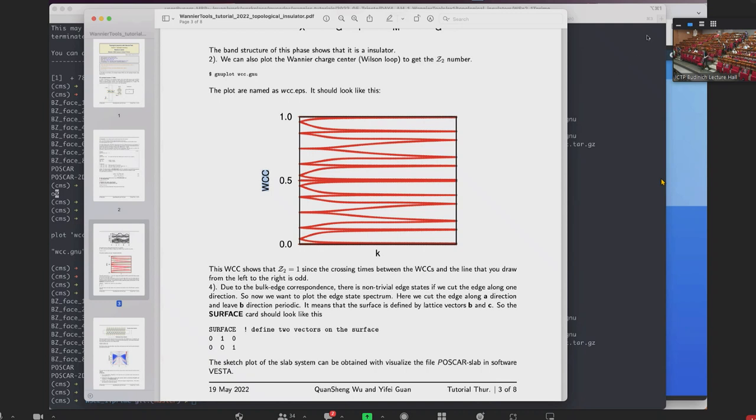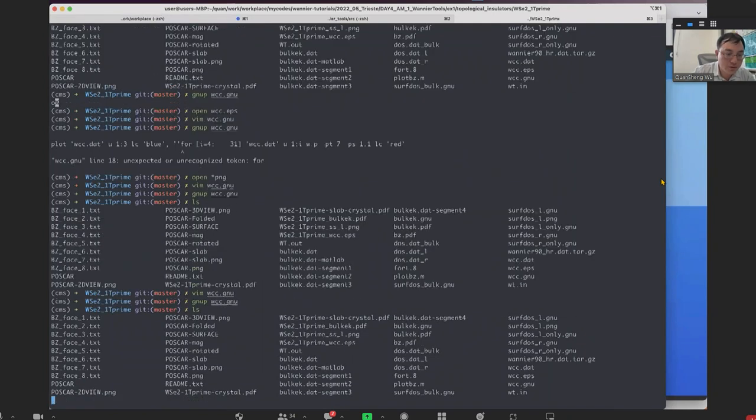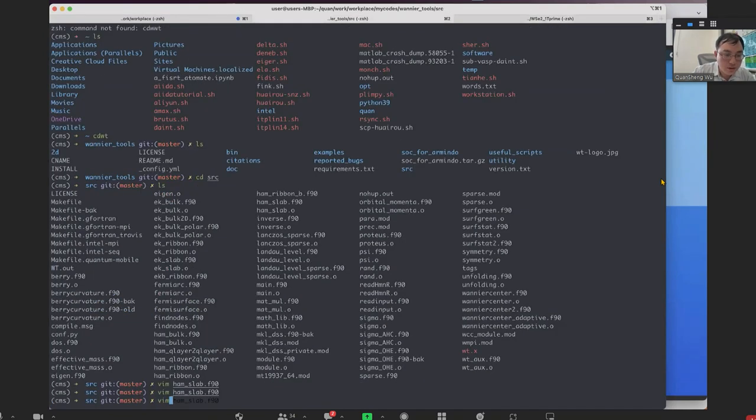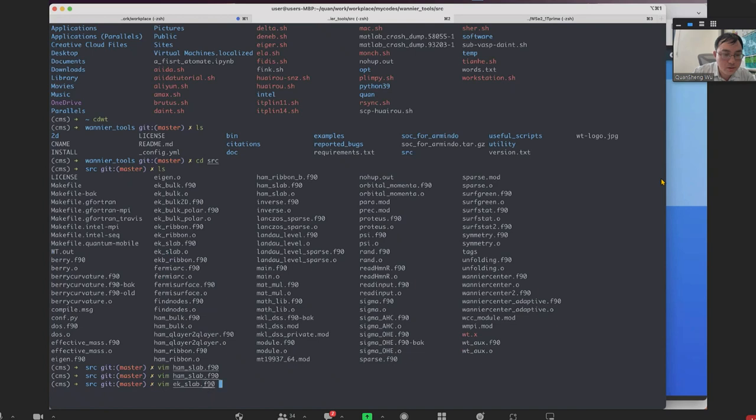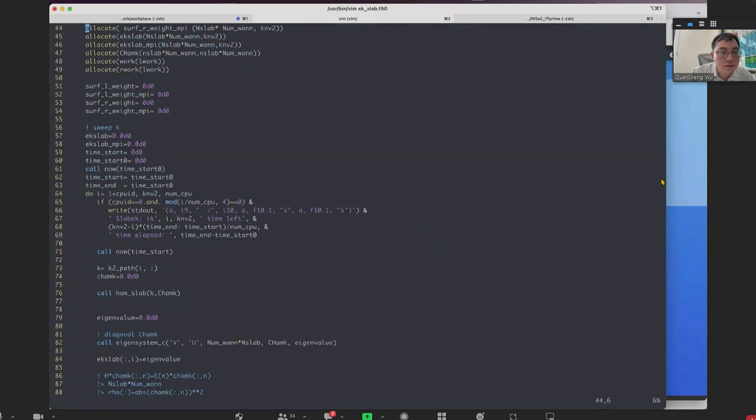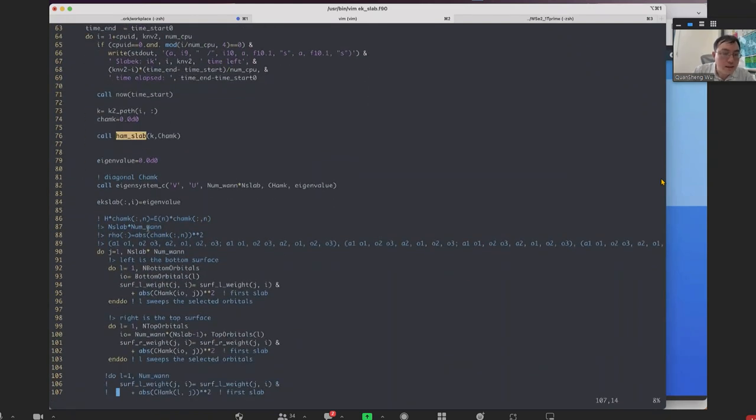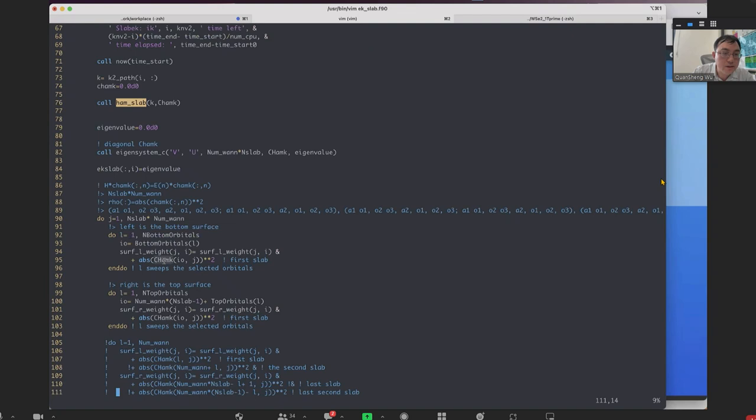Okay, there's a question. Only calculate to this level? Yes, it's finished. Then is it possible to calculate the wave function for this level? Yes, of course. Actually, the weight is stored here.